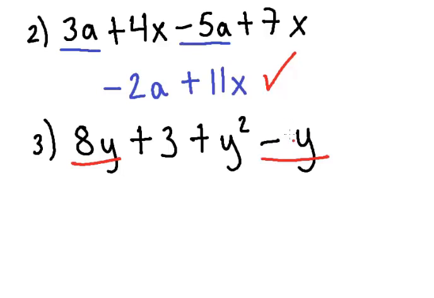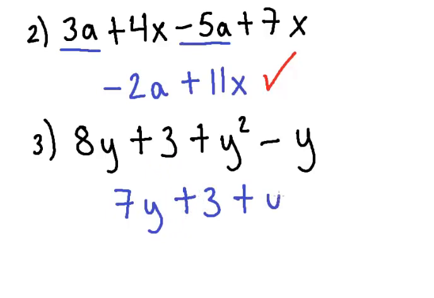Now, we don't see a number in here, but every time we don't see a number with a letter, it means the number is an invisible 1. Always remember that. If we don't see a number, it means we have an invisible 1. So what are we going to do in this case? Well, we're going to subtract 8y minus 1y. So 8 minus 1 is 7. The answer will be 7y. And these other ones don't have like terms. I'm only going to copy them because they don't have like terms. Plus 3 plus y squared.